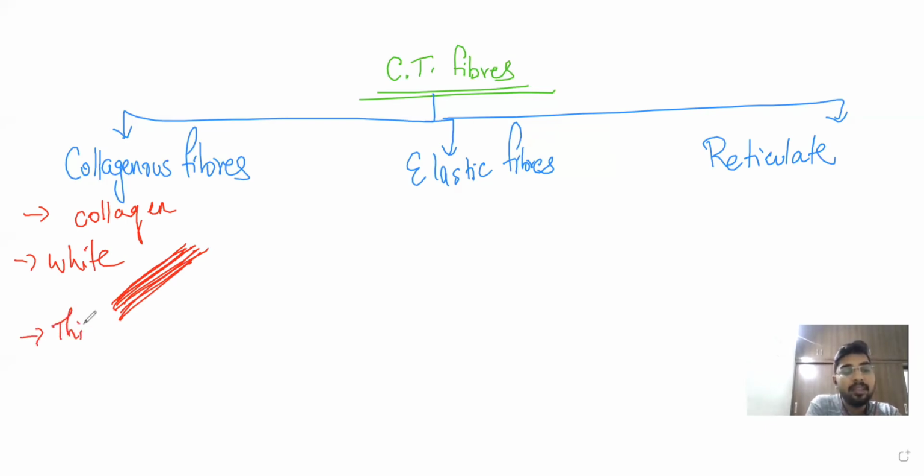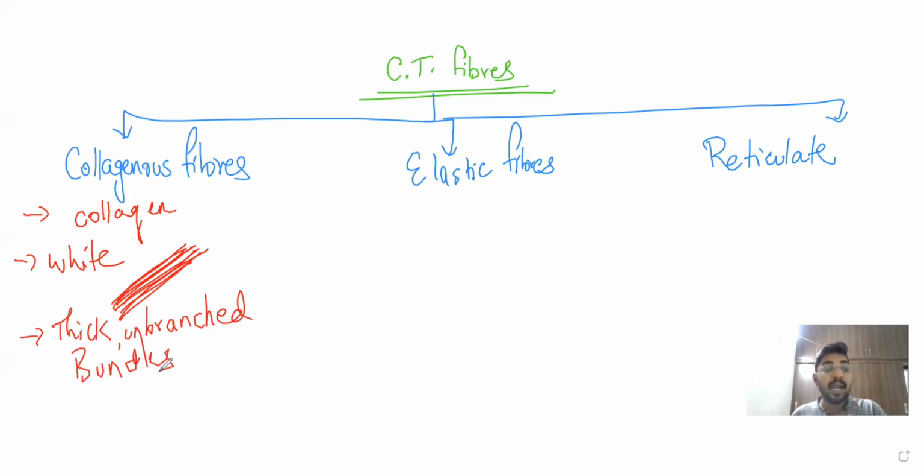So they will be thick, they will be unbranched, and they are found in bundles. They are non-elastic. They cannot be stretched, and they do not tear easily.